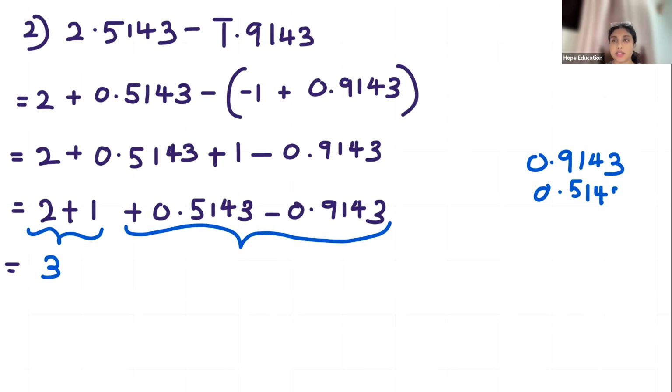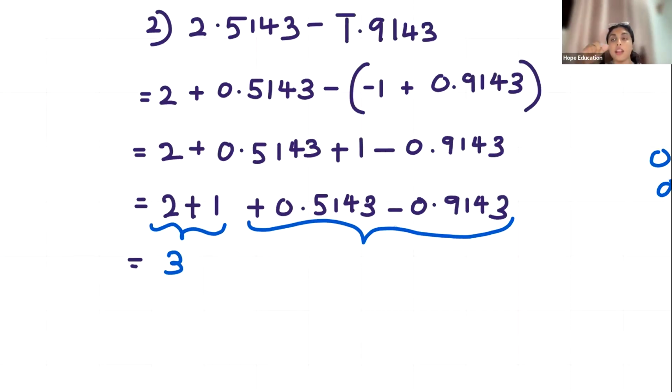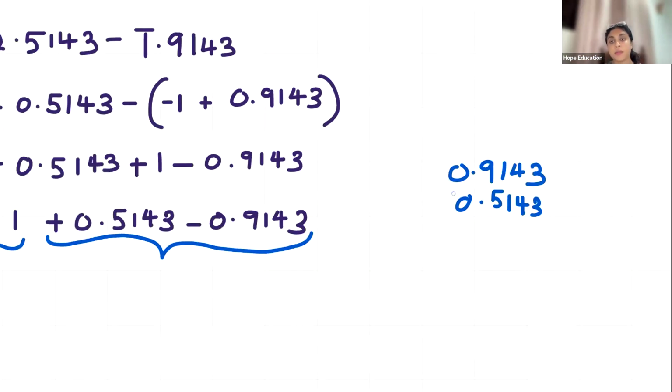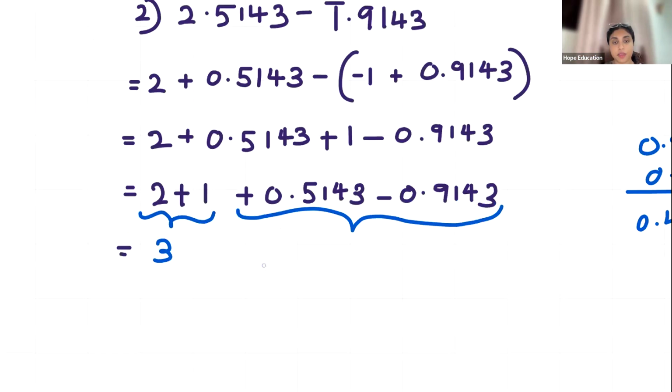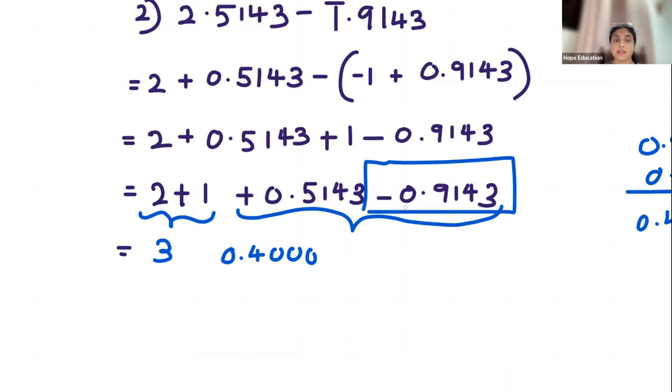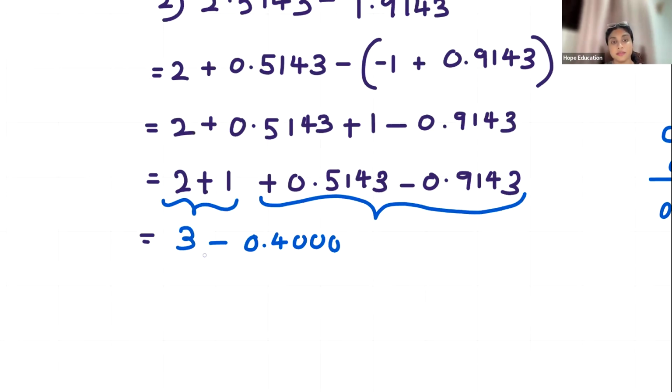You know how to do the subtractions. We subtract the small number from the big number, and put the sign of the big number. Here the big number is 0.9143 and the small number is 0.5143. 3 minus 3 is 0, 4 minus 4 is 0, 1 minus 1 is 0, 9 minus 5 is 4, so you get 0.4000. The big number is 0.9143, so its sign is minus. So I put minus. Up to that point, is it clear?